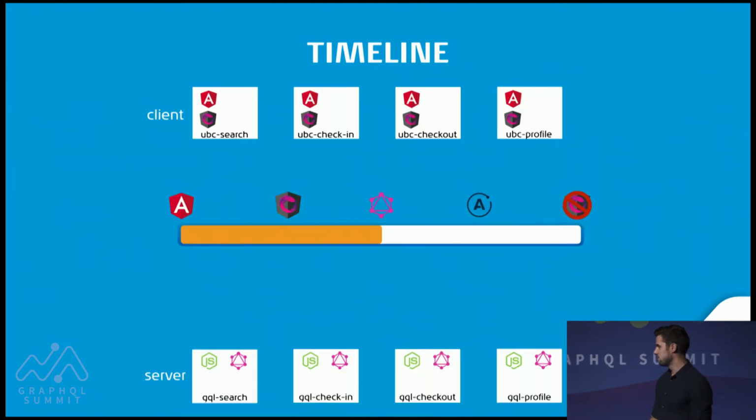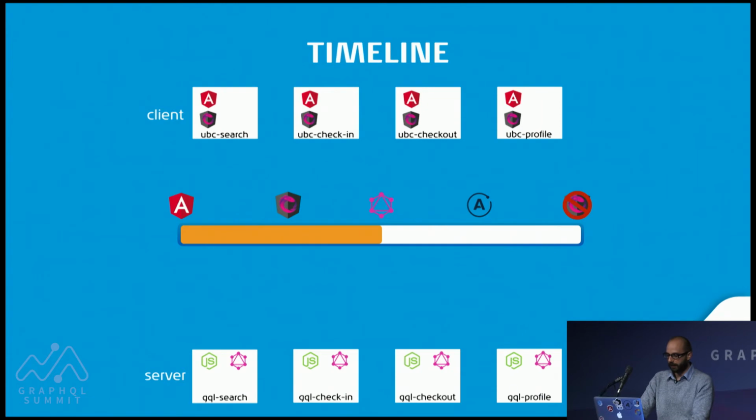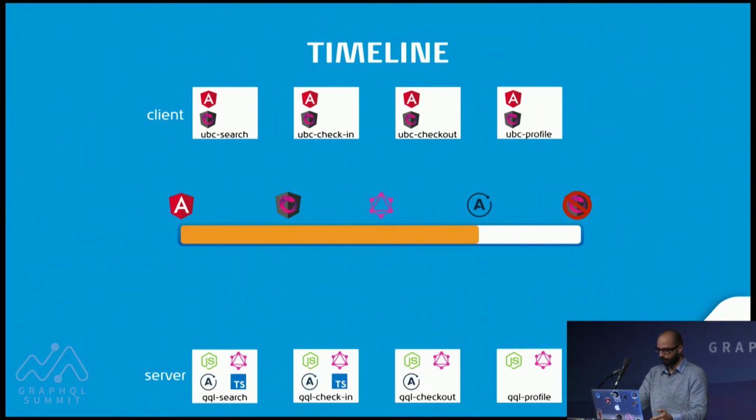Yeah, and there Apollo entered our radar. On the server side, we implemented Apollo, and it immediately relieved us of this type declaration issue. It also helped us serve our GraphQL schemas with GraphQL Express.